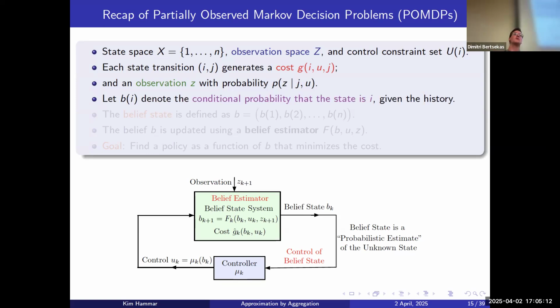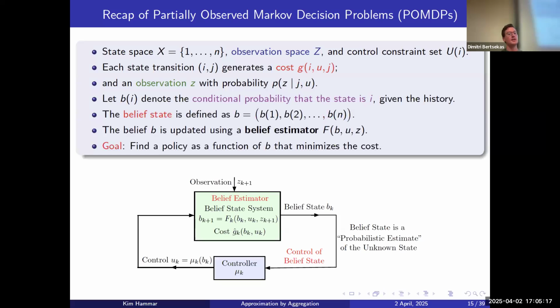If you now combine all of these b of i in a vector, you get what we call the belief state, denoted by b. This belief is a sufficient statistic for control, so you can define your policy as a function of the belief. The belief can also be recursively updated with a belief estimator, capital F, which you can think of as basically your system equation in this case, where Z becomes your disturbance term. This is sometimes called the belief space formulation of POMDP.